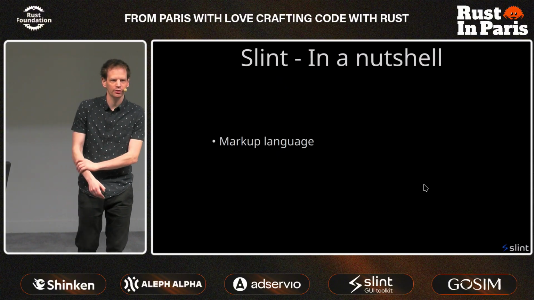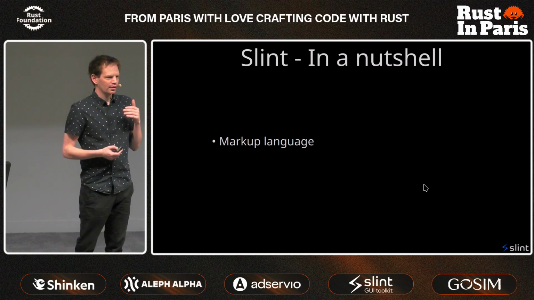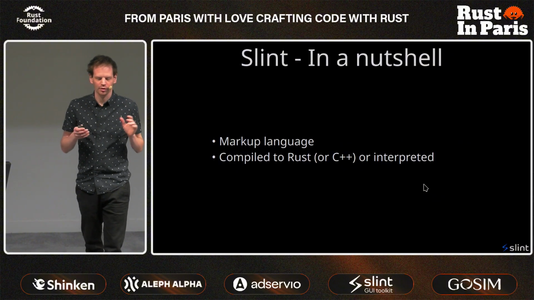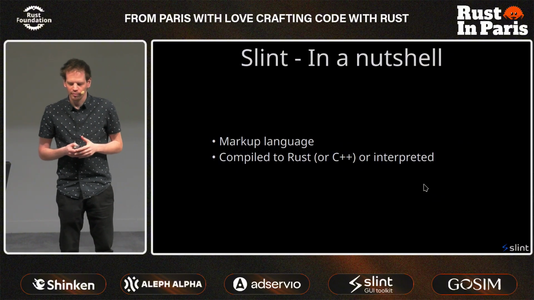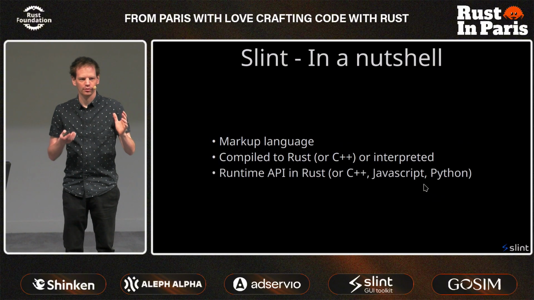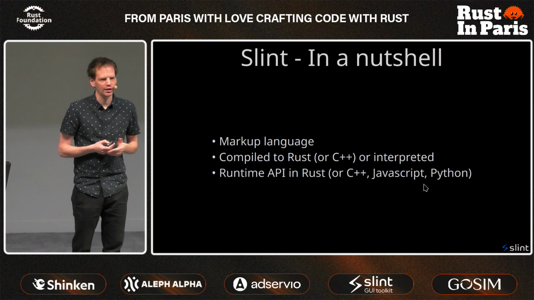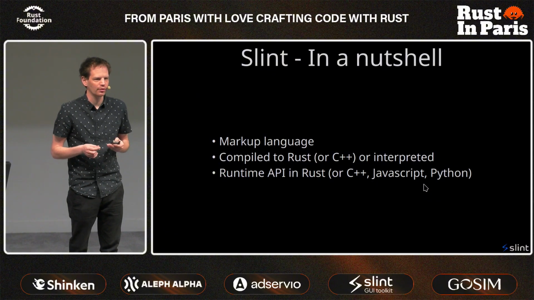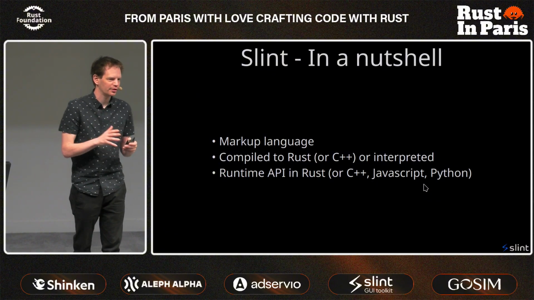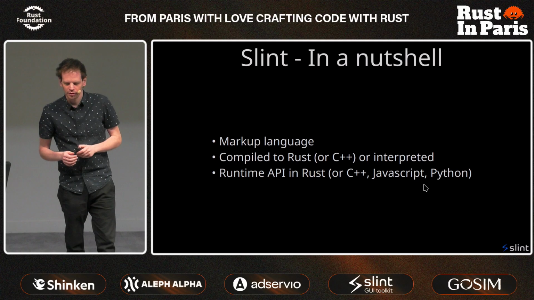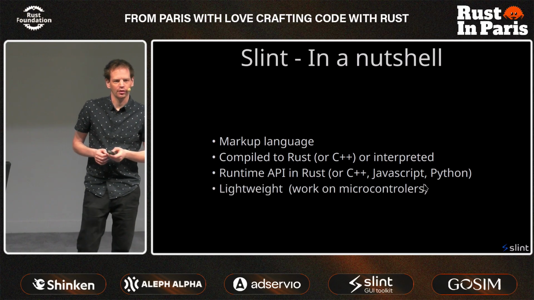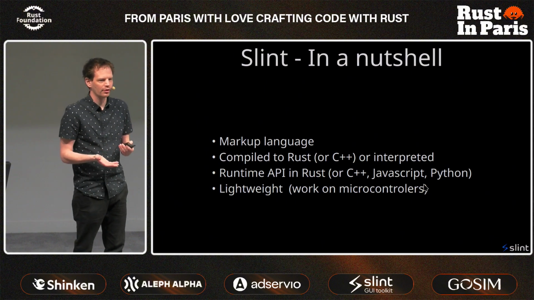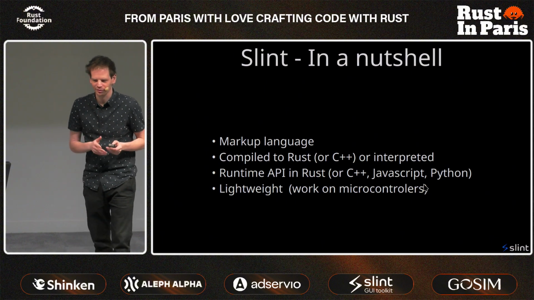So we have a markup language, a domain-specific language, which I'm going to talk about in a minute. This markup language is compiled to Rust or C++, because although the whole project, the runtime and compiler, is written in Rust, we expose APIs to many languages because we don't want to be the toolkit for Rust, we want to be the UI toolkit in general. And we are fairly lightweight, meaning that we also work on microcontrollers with like 300 kilobytes of RAM, so kilobytes, not megabytes.